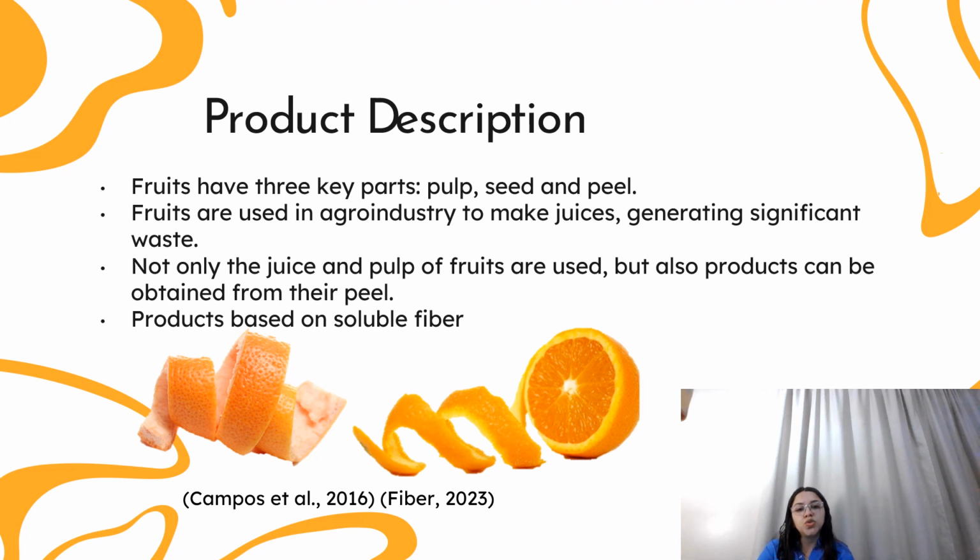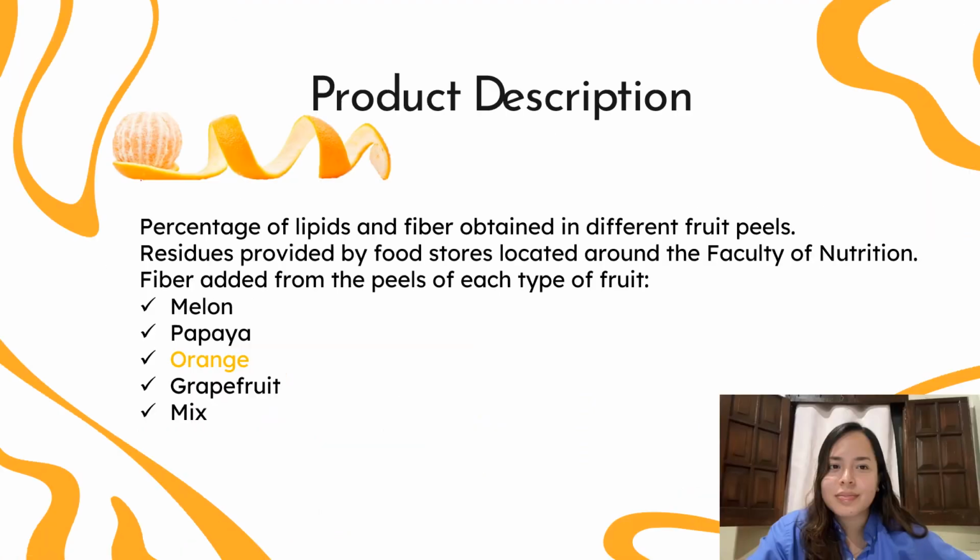In addition to juice and pulp, fruit peel is used to obtain vegetable oil, fiber, and essential oils, which are important in industries such as food, agronomy, perfumery, and pharmaceuticals. Food byproducts, including fiber products, can be obtained from fruit peel waste. Insoluble fiber is obtained mainly from the cell wall of plants and fruit peels.